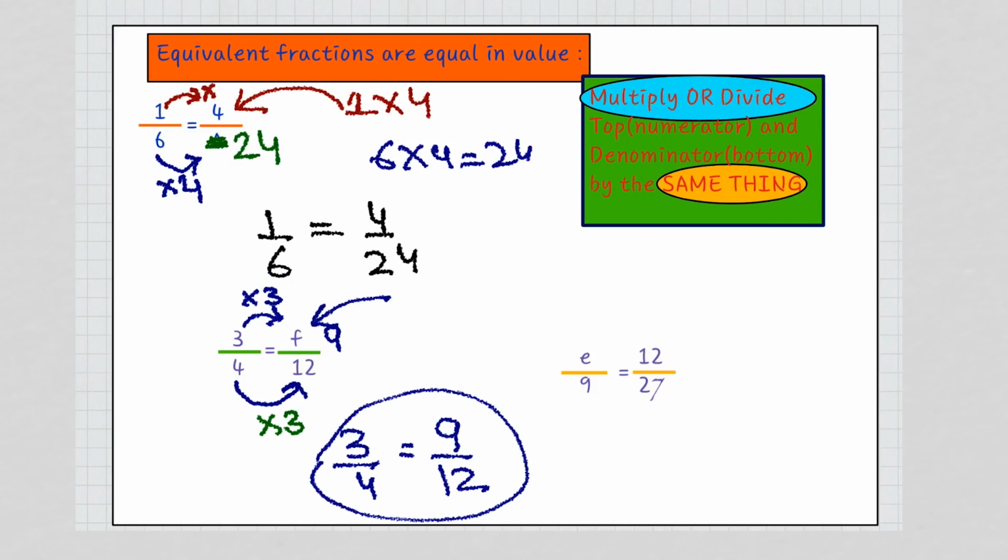It's pretty easy and simple. If you follow this simple basic rule: whatever you multiply or divide the numerator, or top number, by, you have to do the same with the denominator. So first you need to see how you get from one fraction to another fraction.